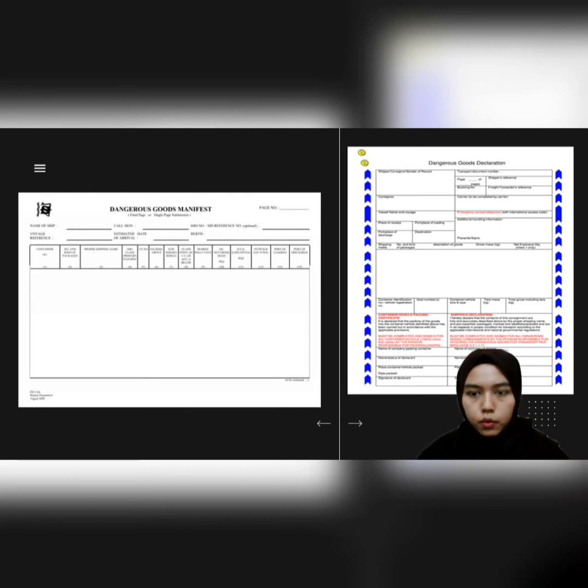So next we move to, at the right side, the dangerous goods declaration. It is for the shipper to provide information for the ship operator or the carrier. The information can be the quantity of dangerous goods, hazard class, packaging group, and the container number that carries dangerous goods. The left side is the dangerous goods manifest. The dangerous goods manifest is like a storage plan for IMDG cargo.